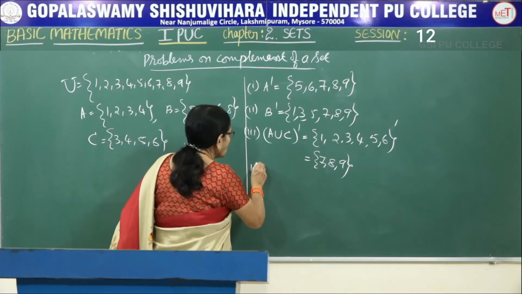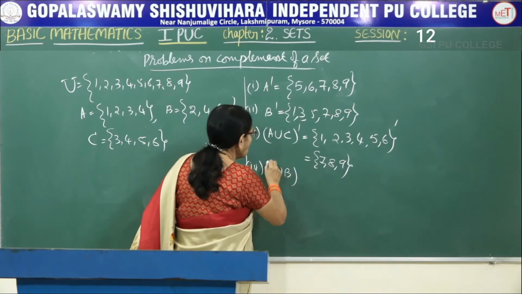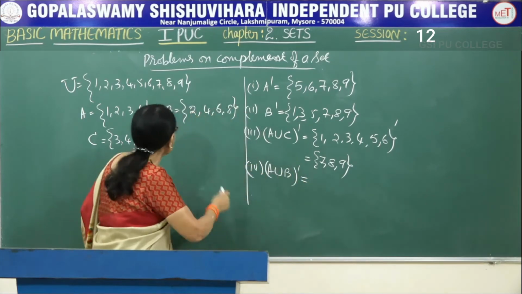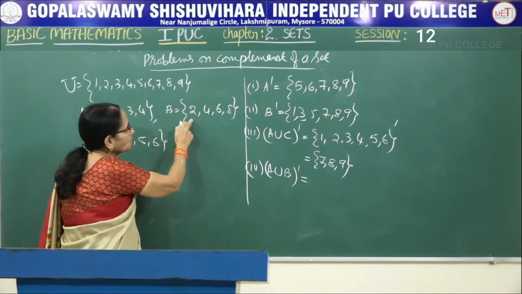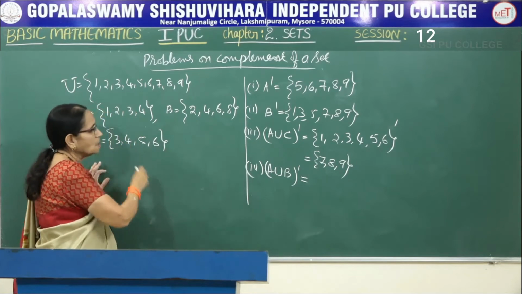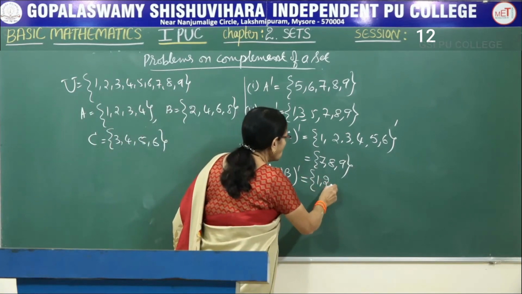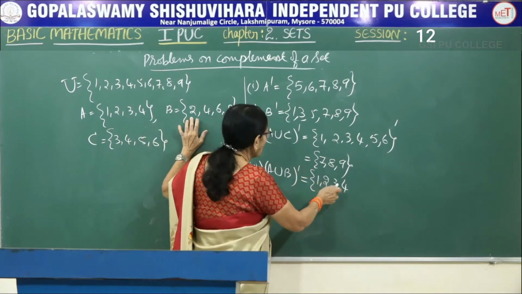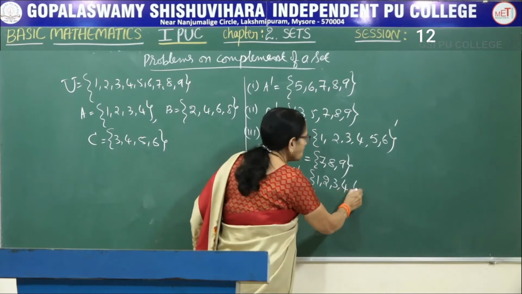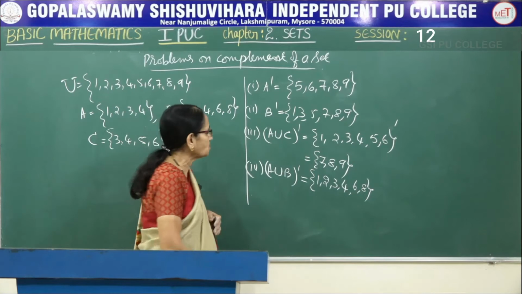Similarly, you take the other combination, say A union B whole dash. A is 1, 2, 3, 4 and B is 2, 4, 6, 8. So, what is the union here? Let me write the union: 1, 2, 3, 4, write all the elements of A. Here 2 and 4 are repeated, write the remaining 2 elements. It is 1, 2, 3, 4, 6, 8.